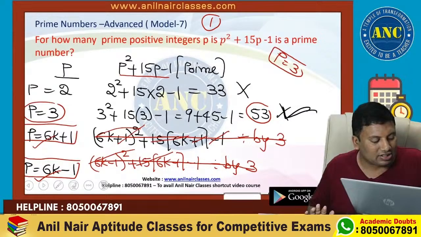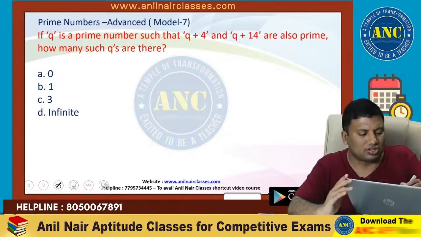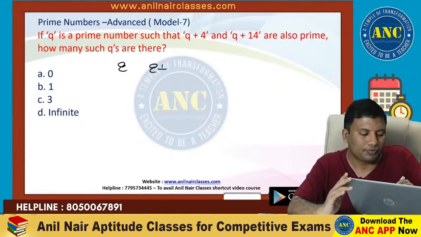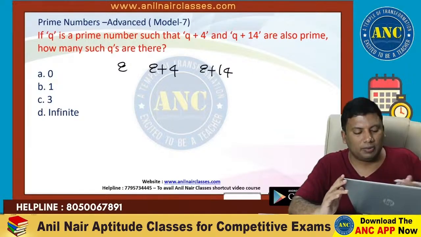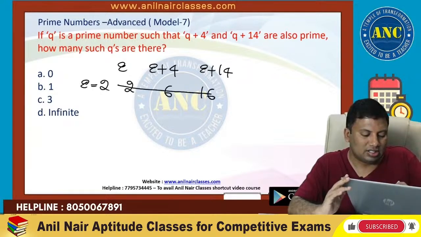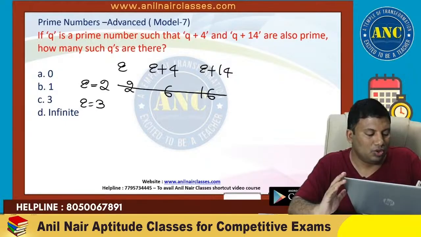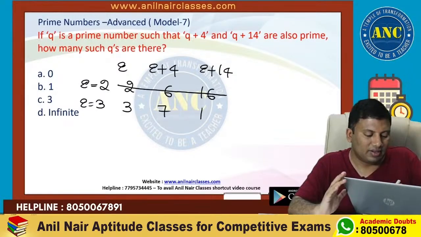Model number 7. We have already seen this model because it's a previous year examination question. We can solve it. Q, Q plus 4, Q plus 14. This triplet is a prime number. If Q is 2: 2, 6, 16. 6 and 16 are even numbers, not possible. If Q is 3: 3, 7, 17.